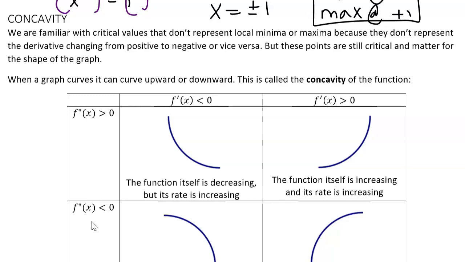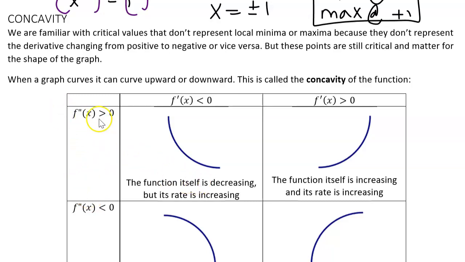So we're familiar with critical values that don't represent a local minimum or maximum because they don't represent the derivative changing from positive to negative or vice versa. But these points are still considered critical and matter for the shape of the graph. When a graph curves, it can curve upward or downward. This is called the concavity of the function.